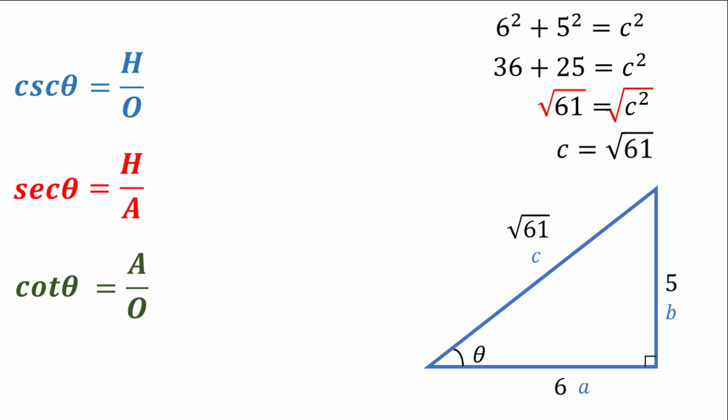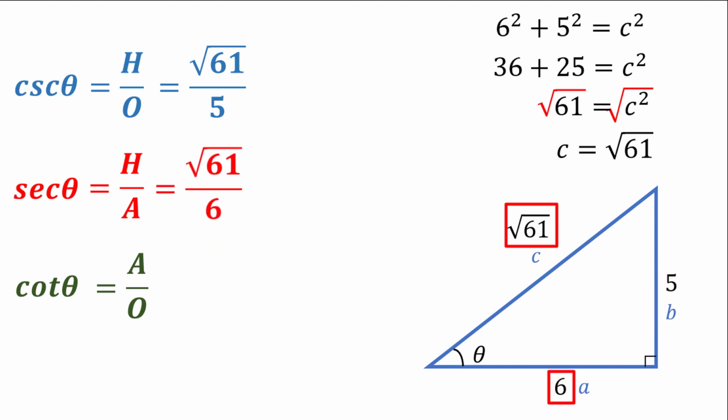Now we can find our three reciprocal trigonometric ratios. Cosecant is hypotenuse over opposite, which is the square root of 61 divided by 5. Secant is hypotenuse over adjacent, which is the square root of 61 over 6. Cotangent is adjacent over opposite, which is 6 over 5. We don't need to rationalize any of our denominators in this example, as nowhere do we have a square root in the denominator. These are our final answers.